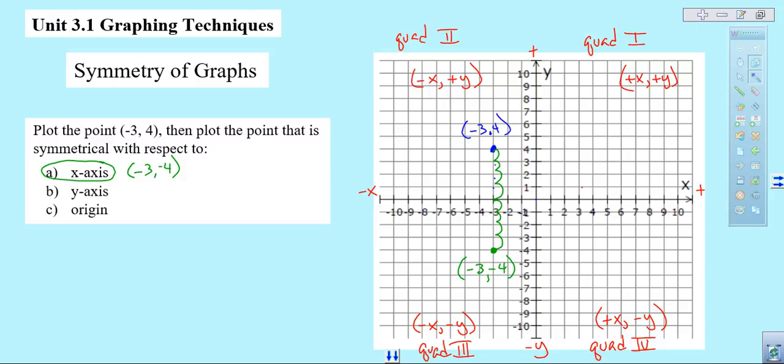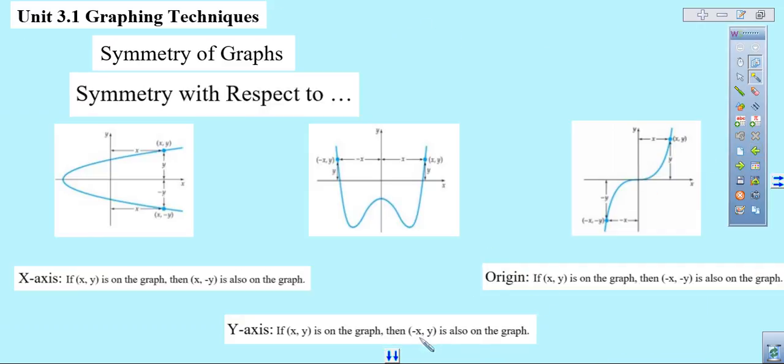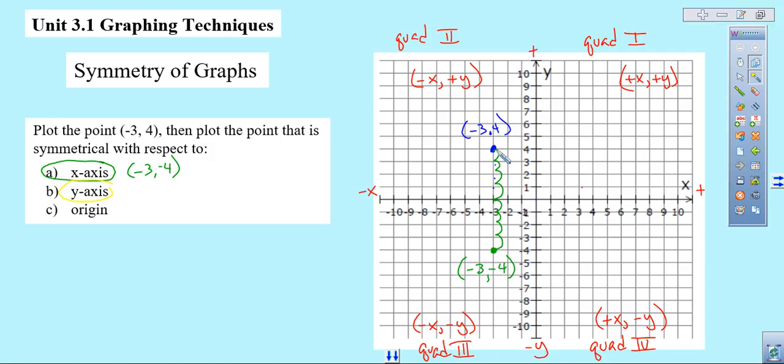Well, let's see. Does yellow show up? Let's do the y-axis. So on the y-axis, we're going to take the negative 3, 4, and we'll reflect it over the y-axis. So according to our rules, over the y-axis, it's the x that will change. So we are 1, 2, 3 units away from the y-axis. So we go 1, 2, 3 units further over. That's our new ordered pair. That ordered pair is 3, 4. So you can see that the y value stayed the same, but it was the x that changed.